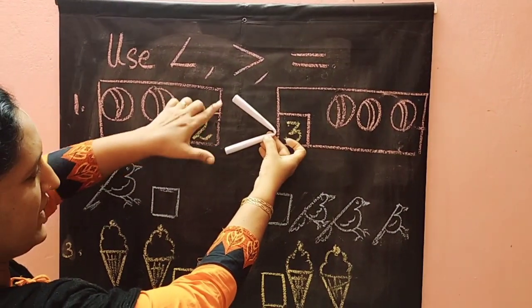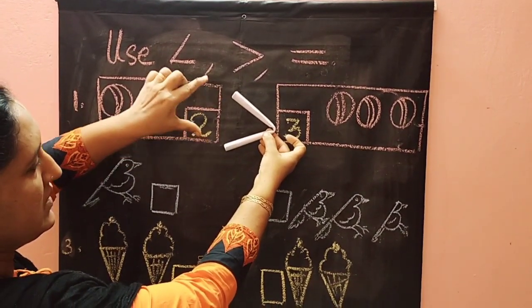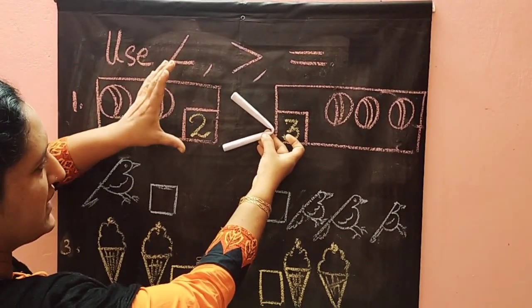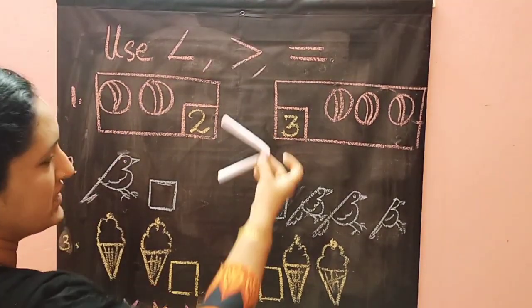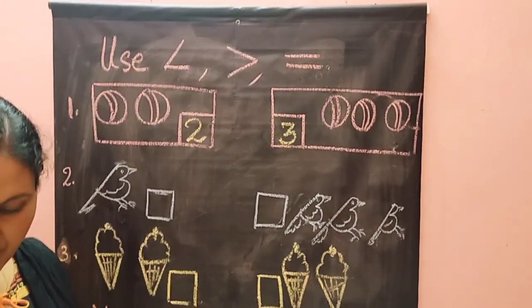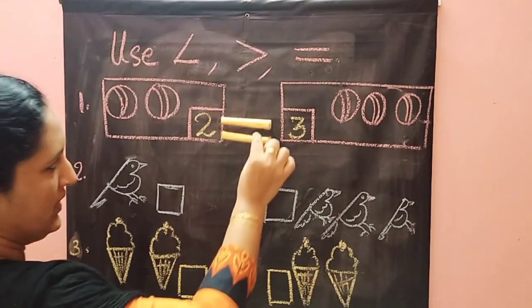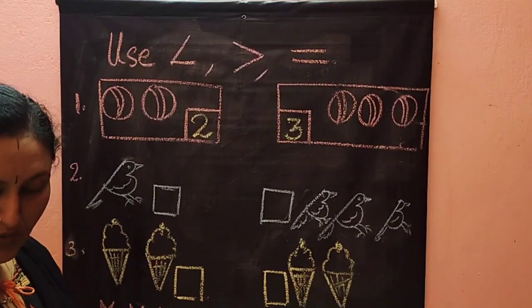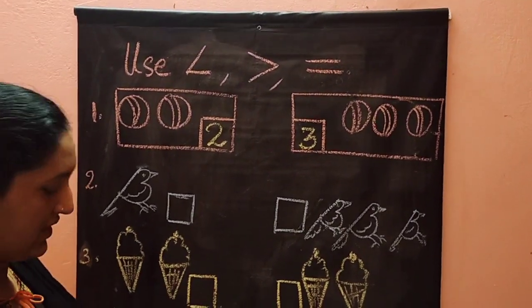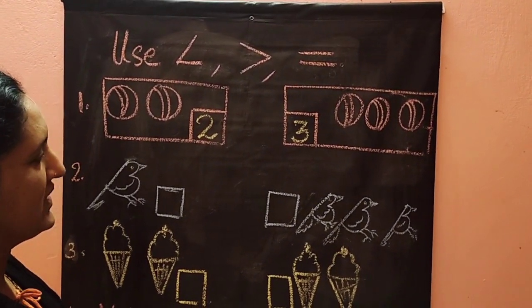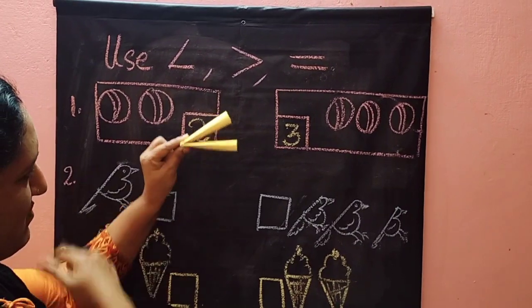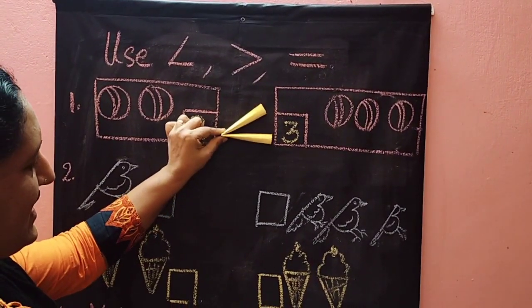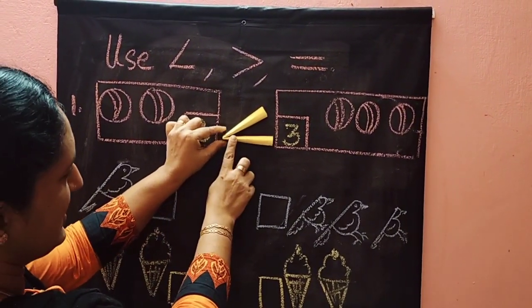Because the open side is here, here the bigger number wants to come, but it's wrong. So which symbol can you use? They are not equal. Can you use this symbol? No. So which is the correct symbol we need to use? That is the less than symbol. Correct. We can use this less than symbol here.